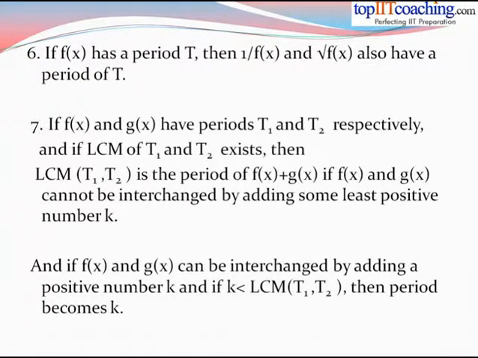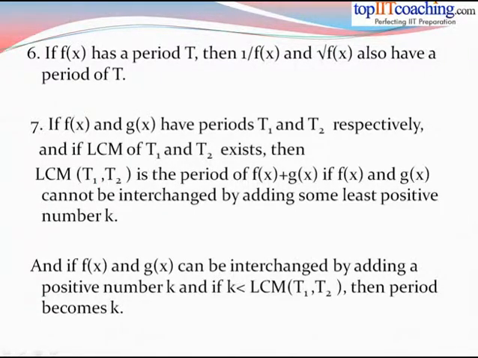The seventh property is, if f(x) and g(x) have periods T1 and T2 respectively, and if the LCM of T1 and T2 exists, then the LCM of T1 and T2 is the period of f(x) plus g(x), if f(x) and g(x) cannot be interchanged by adding some least positive number k. And if f(x) and g(x) can be interchanged by adding a positive number k, and if k is less than the LCM of T1 and T2, then the period becomes k.